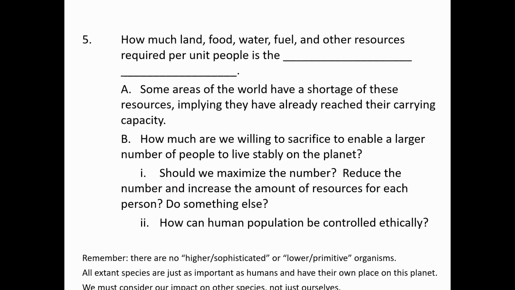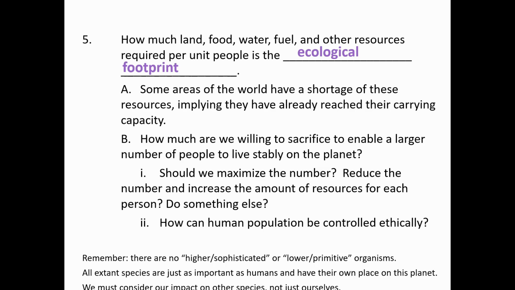Now, when we look at how much land, food, water, fuel, and other resources are required per person on average, we call that the ecological footprint. Some of the world has shortages in these resources. They might not have access to food. They might not have great access to clean water. We're also looking at things like economics, job availability and viability. We're looking at a lot of different factors. And so in some areas of the world, those populations of humans have already reached their carrying capacity because they just simply cannot feed everyone or house everyone or provide the needed resources for everyone.